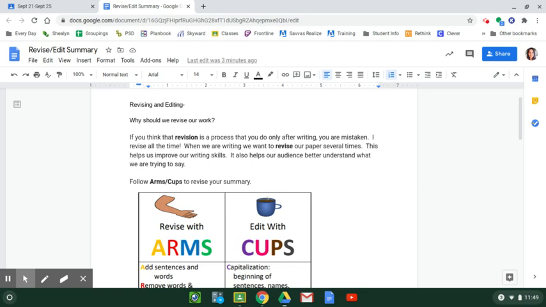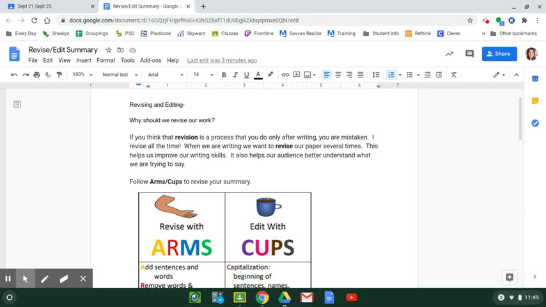So yesterday you guys wrote a summary of the wagon train at dusk. Today what you're going to do is look at the summary that you wrote and you're going to revise and edit. So what does revising mean? We're going to talk about that today.